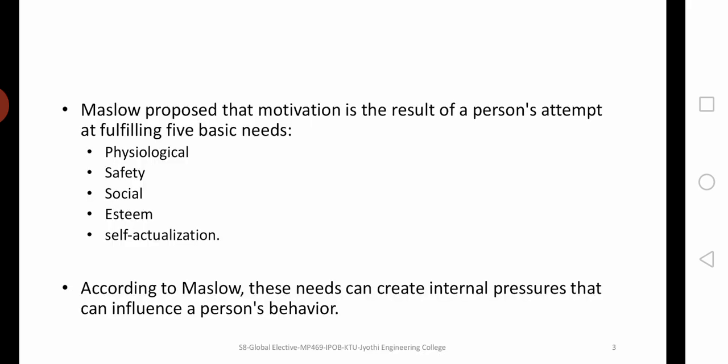Now, Maslow proposed that motivation is the result of a person's attempt at fulfilling 5 basic needs: physiological, psychological, safety, social, esteem, and self-actualization. According to him, these needs can create internal pressures that can influence a person's behavior. A person's behavior may change depending upon these 5 needs.